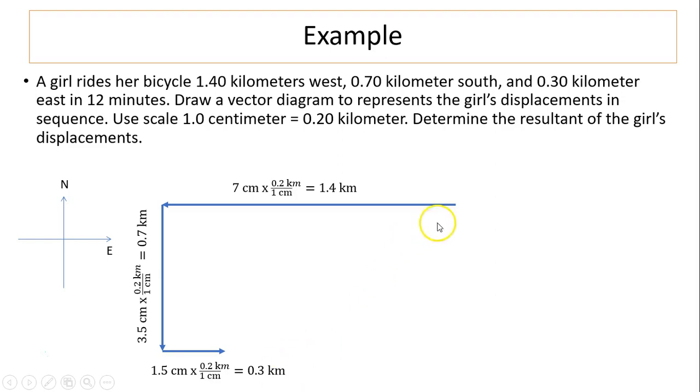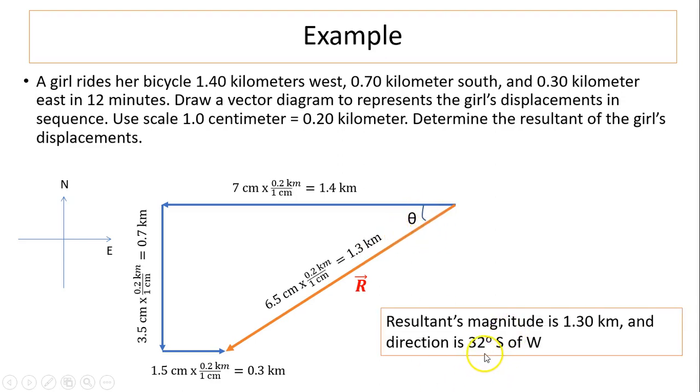For the resultant, you draw from the beginning to the end. Then you measure it. I measured about 6.5 centimeters, so my resultant is 1.3 kilometers. To determine the direction, I have to use a protractor to measure that angle, which is 32 degrees. According to the directions we learned in the last video, you're going south from the west. So it's 30 degrees south of west.